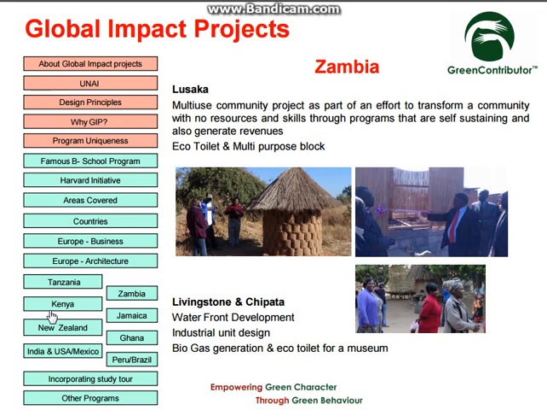Now, of course, for the business students, we also had projects in Chipata and Livingstone. One was on biogas generation and an eco toilet for a museum.